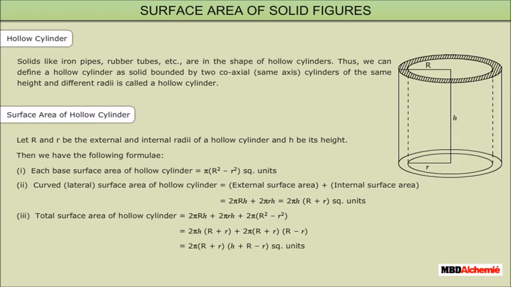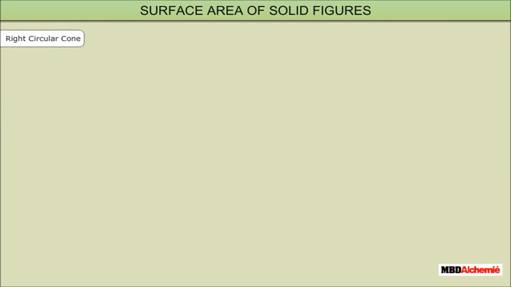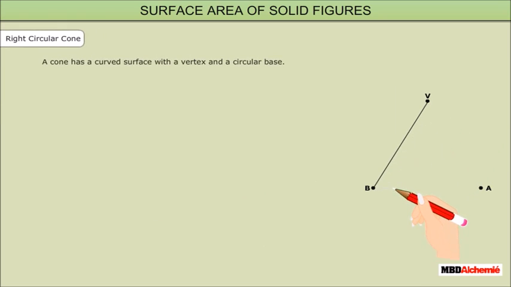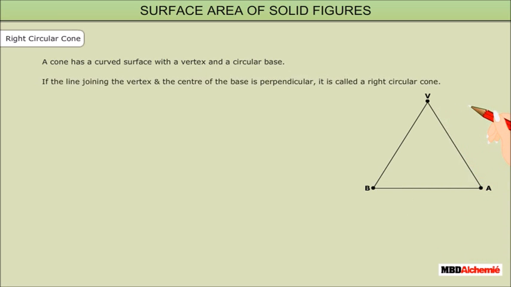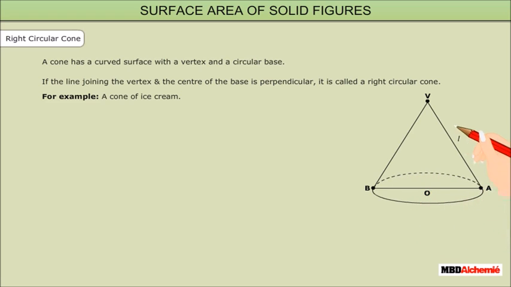Right circular cone. A cone has a curved surface with a vertex and a circular base. If the line joining the vertex and the center of the base is perpendicular, it is called a right circular cone. For example, a cone of ice cream.